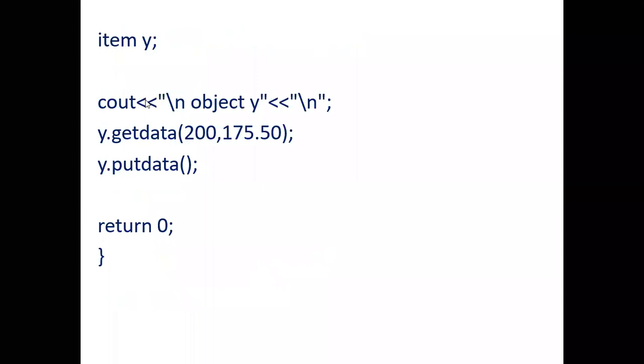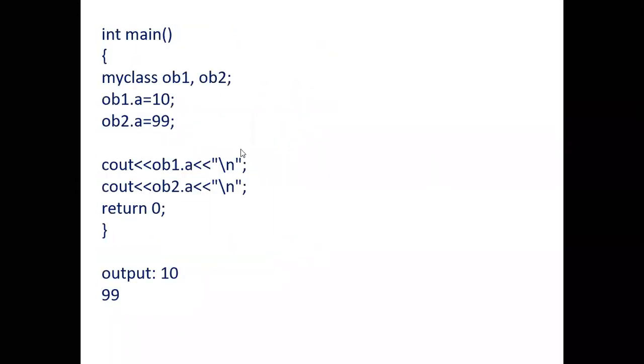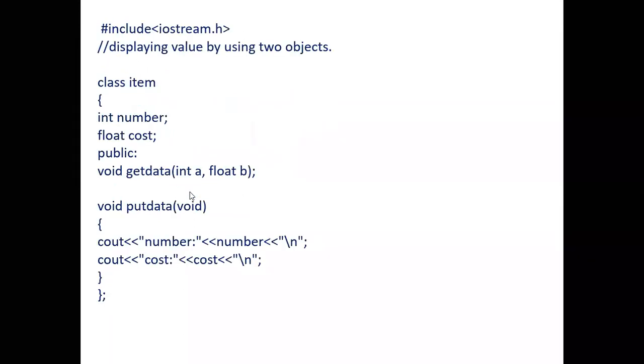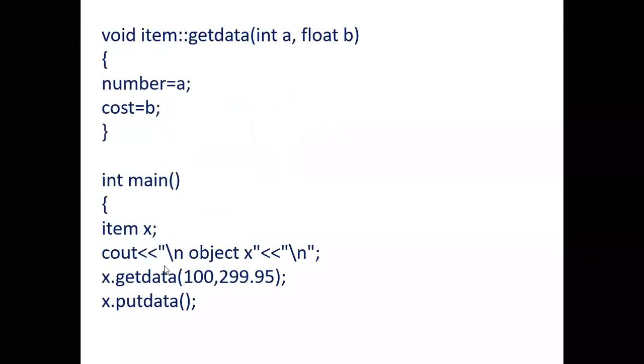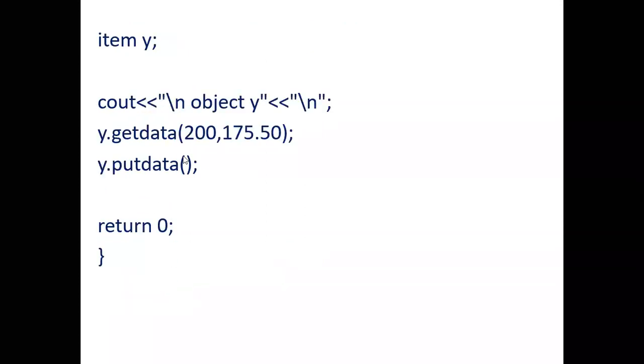In the same way, we declare another object, item y, like integer b. We call the get function to input values, and then we call put data. It will print 200 and 175.50. So there is actually no difference. Previously we declared both objects at once. You can do it here as well, then take the input at once and print at once. Now what we did was first declare x, then take input, and then take input for y and print y. So that's it.